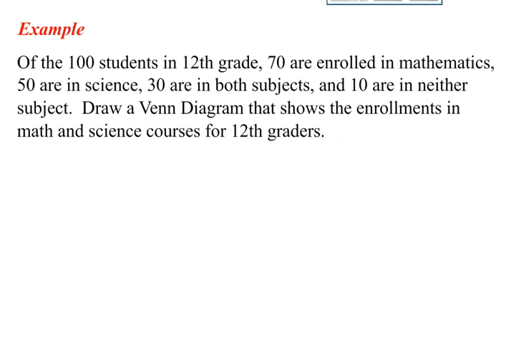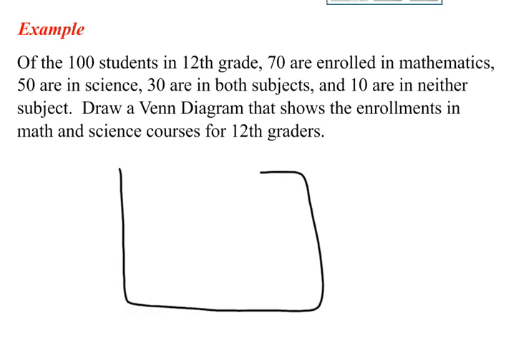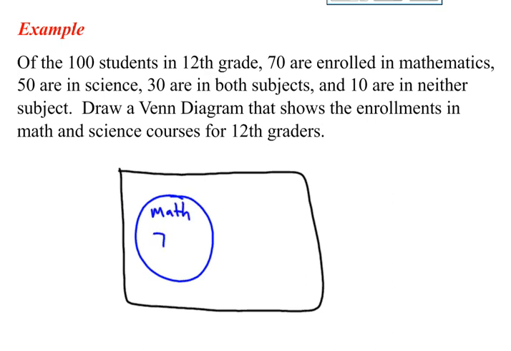Here's a second example. Of the 100 students in 12th grade, 70 are enrolled in mathematics, 50 are in science, 30 are in both subjects, and 10 are in neither subject. Draw a Venn diagram that shows the enrollments in math and science courses for 12th graders. We start with our rectangle. This rectangle represents all 12th graders. The problem tells us that 70 12th graders take a math class.